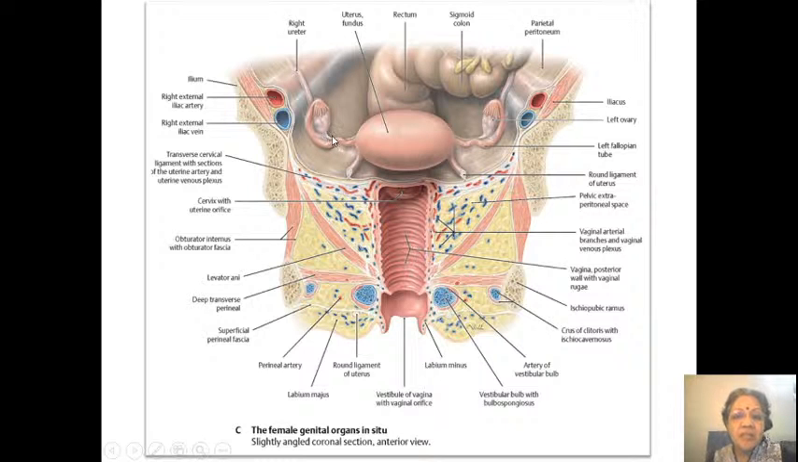And there will be certain structures which are called ligaments: round ligament of uterus, ovarian ligament, suspensory ligament of ovary, which we can't see in this perspective. I wanted to show you this view because we don't have access to a cadaver now, but you must get an idea of how it looks.